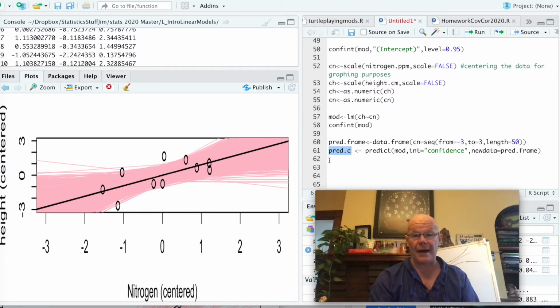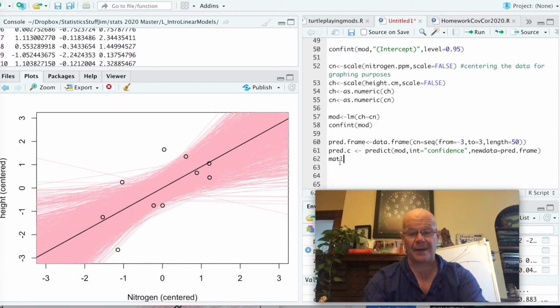And to do that, I can use a handy little function called matlines. Matlines stands for matrix lines, meaning that you can give it a matrix-like object, and it's going to draw lines for all three of those things that are on there. And so I'm going to say matlines predFrame, because that's the name of that object. That's going to be the x-axis.